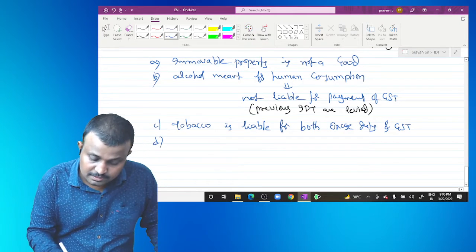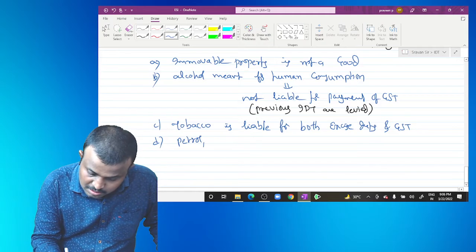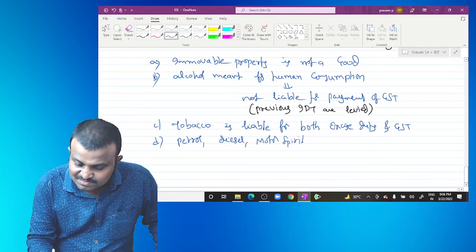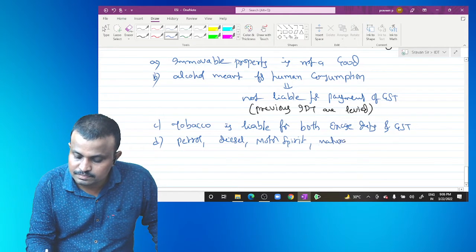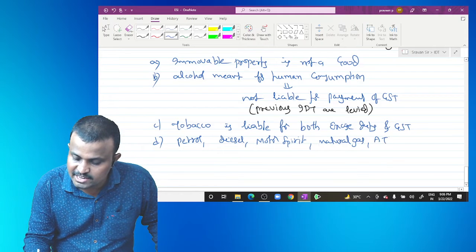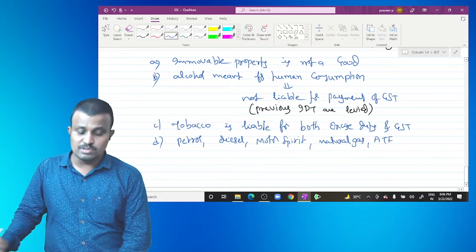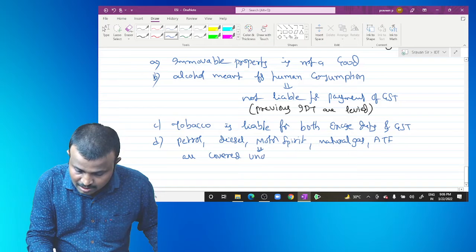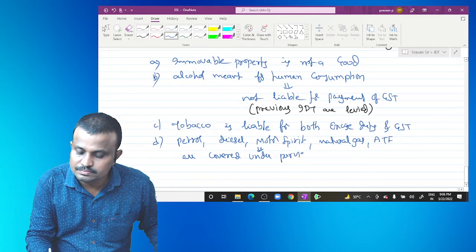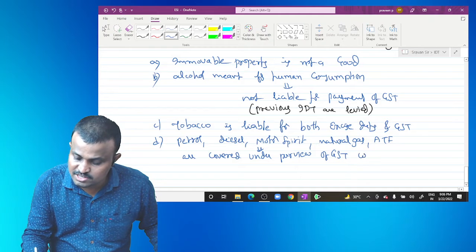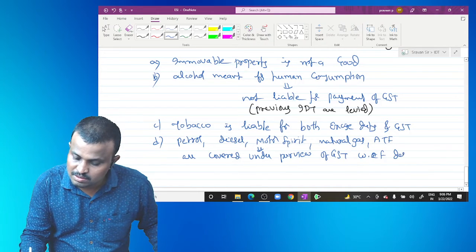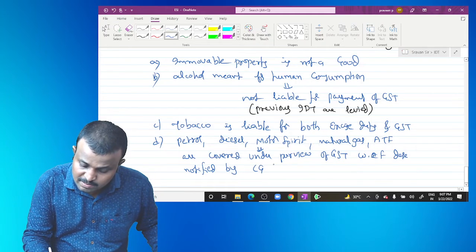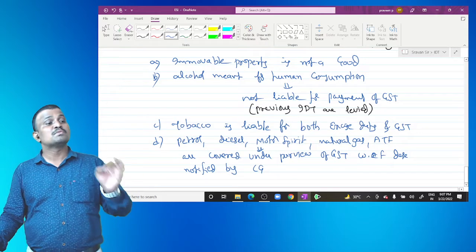And another one: petrol, diesel, motor spirit, natural gas, and ATF, aviation turbine fuel. So these are all covered under the purview of GST with effect from the date notified by the central government with the recommendation of the council.